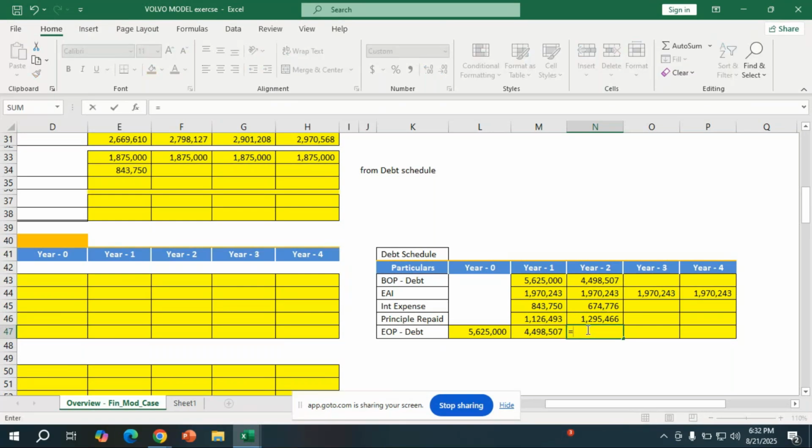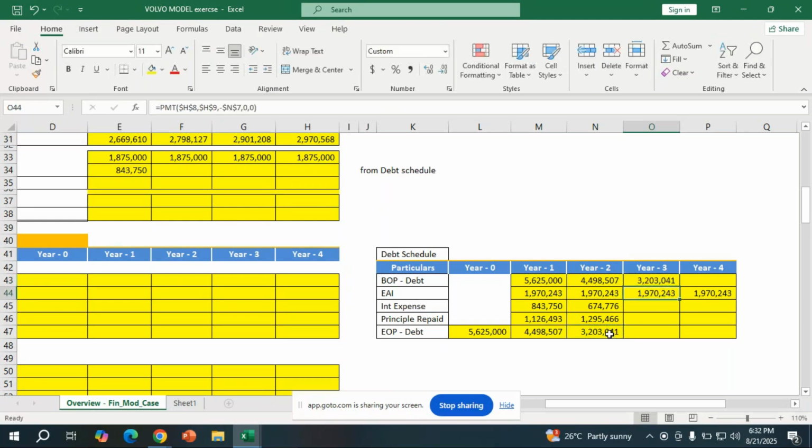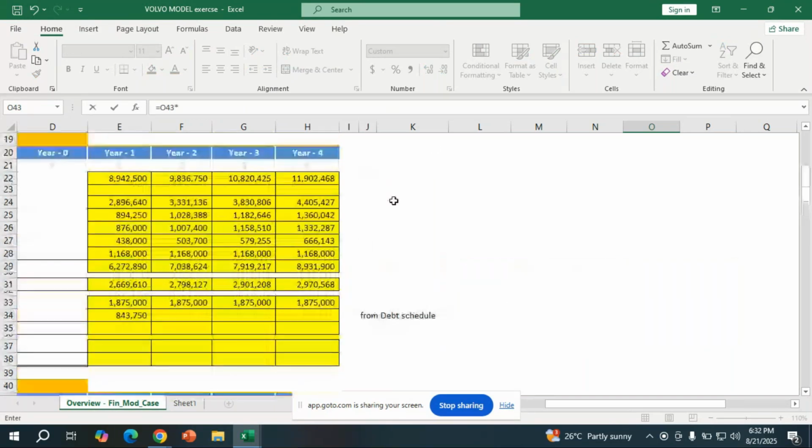Okay, equals to BOP, beginning of the period, minus principal rebate. So we're going to get 32 lakh, 3,041. Equals to, again, carry forward. Equals to loan amount into again 15%.